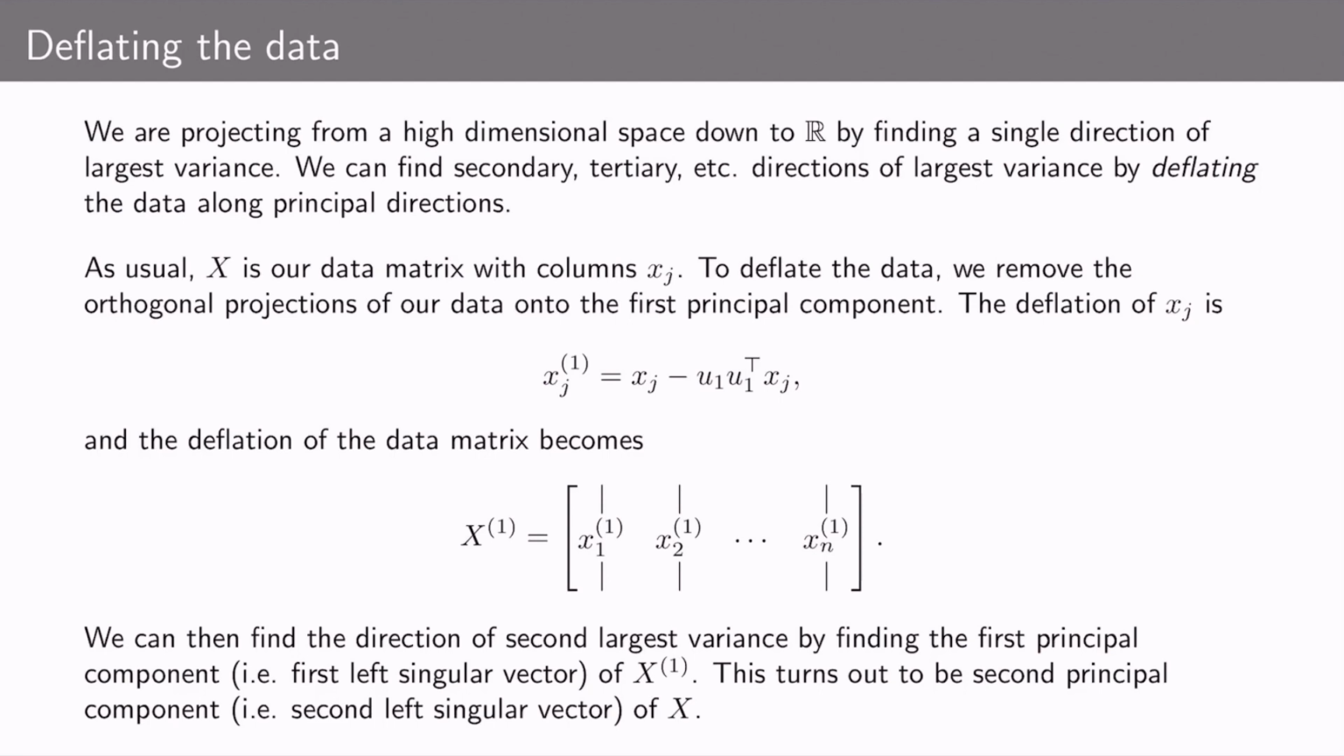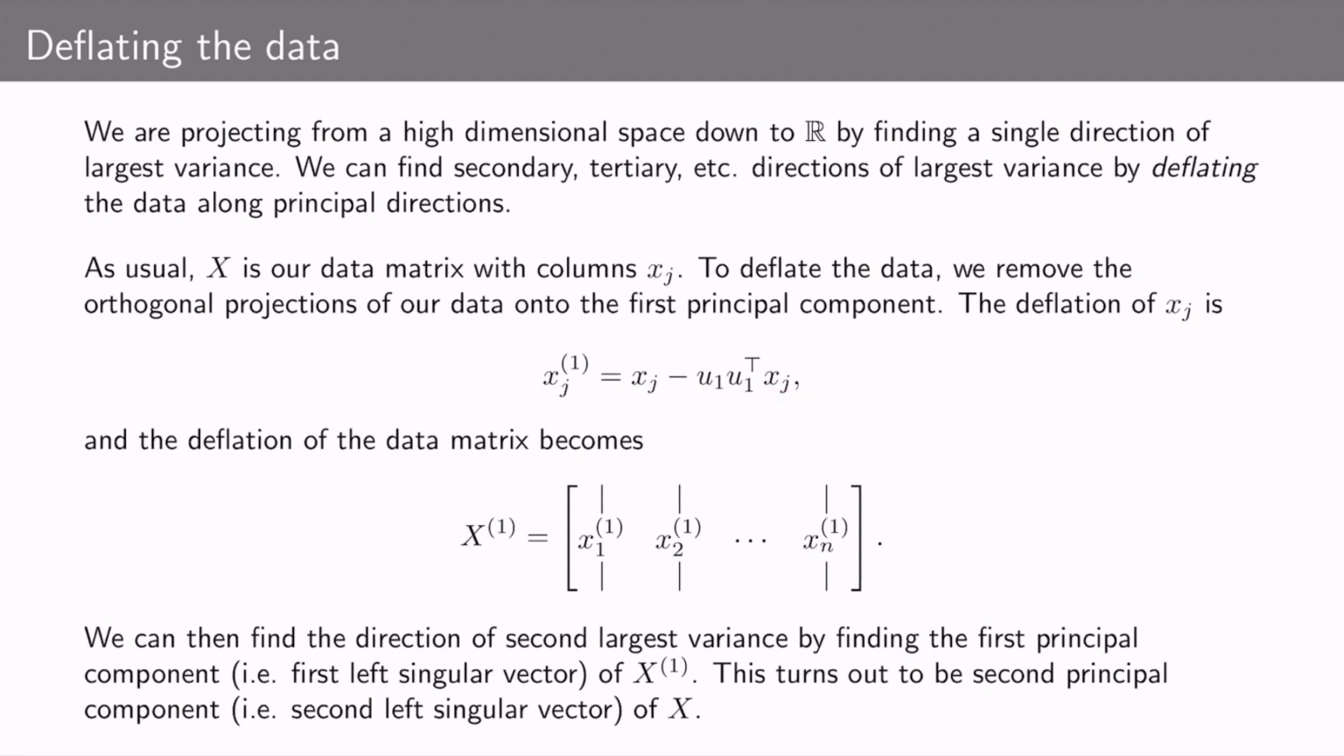As usual, let X be our data matrix with columns xj corresponding to our observations. To deflate this data, we remove the orthogonal projections of the data onto the first principal component. For example, if I take xj, I deflate xj by starting with xj and then subtracting off u1 times u1 transpose xj, the orthogonal projection of xj onto u1.